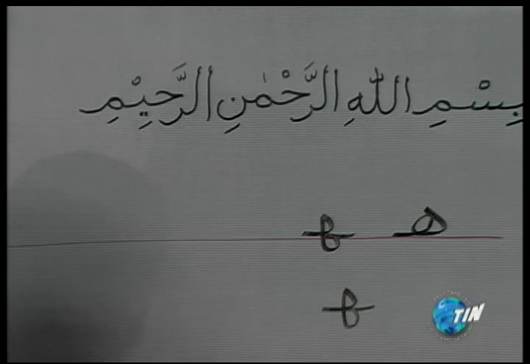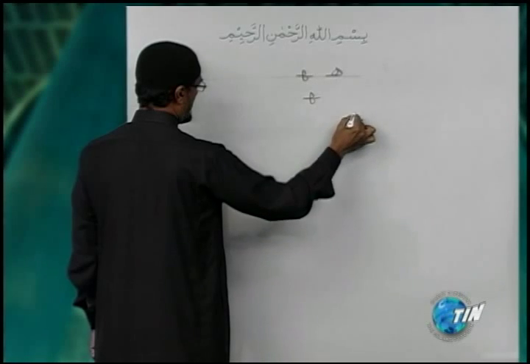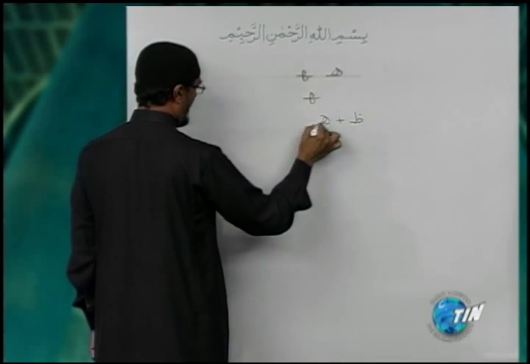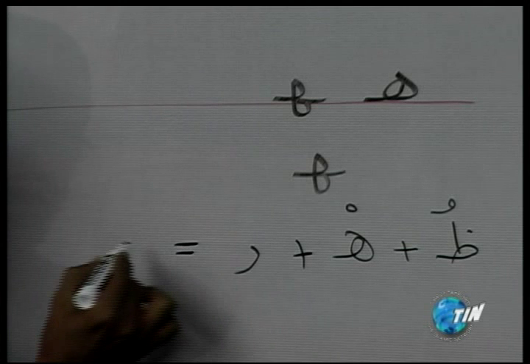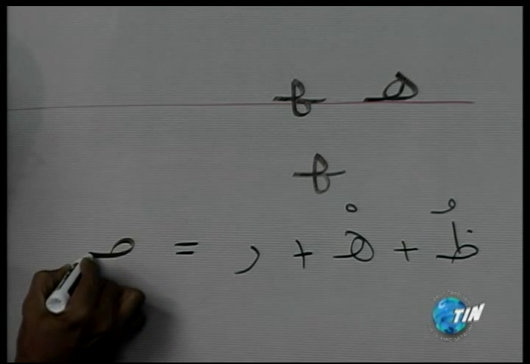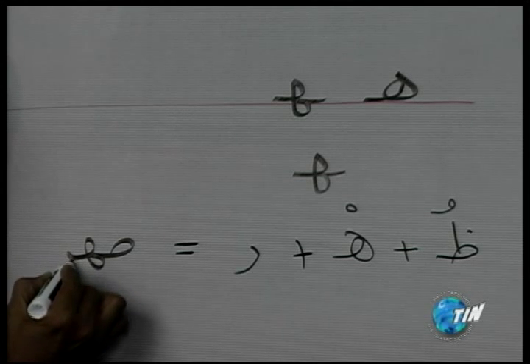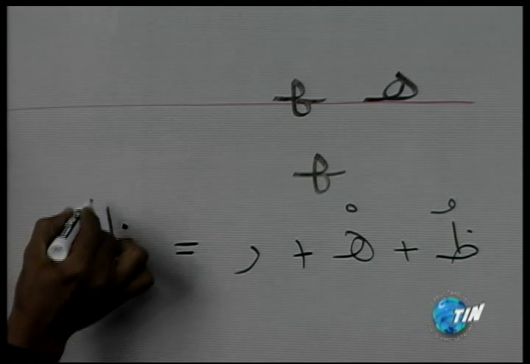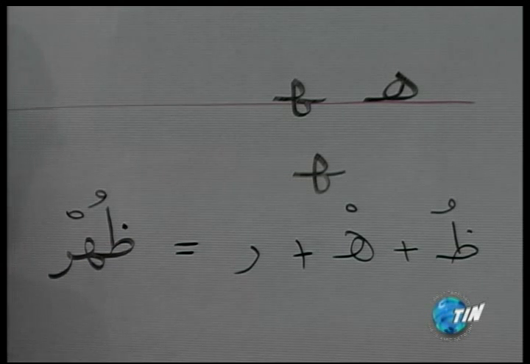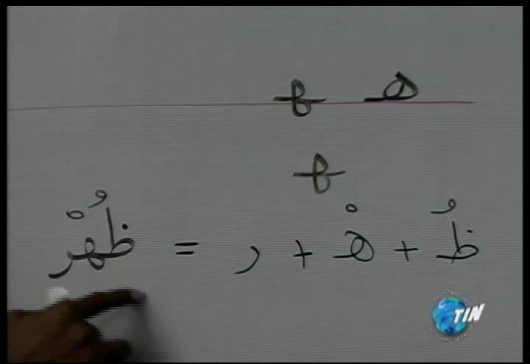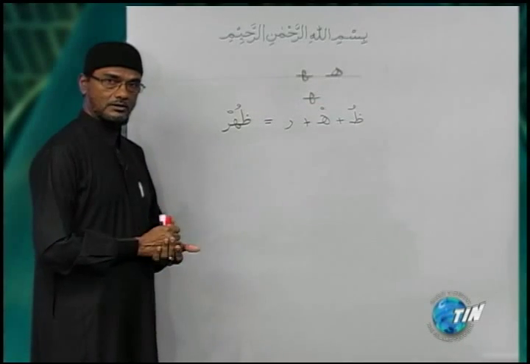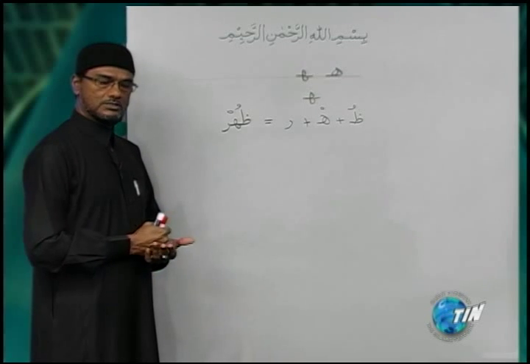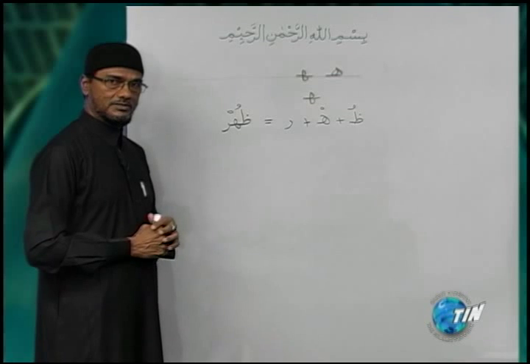Okay? Let's say you have the letter dha plus ha plus ra equals to, so dha, ha, and ra. Dhuhr. Dhuhr is the second prayer of the day that Muslims pray 5 times a day. And Dhuhr is the second prayer. And it is performed just after the sun reaches the zenith.